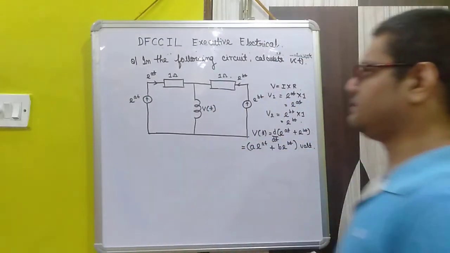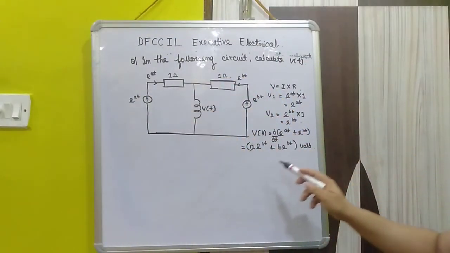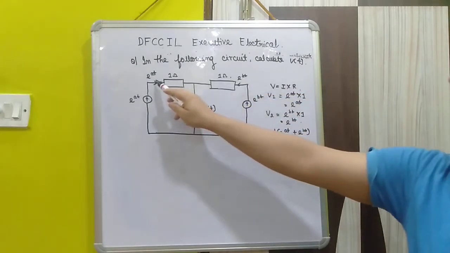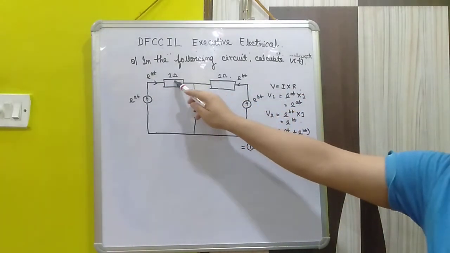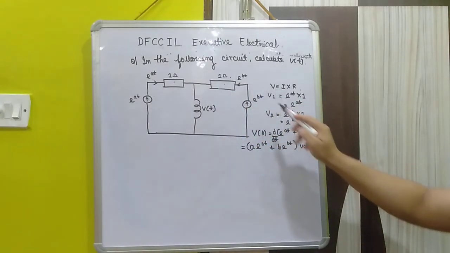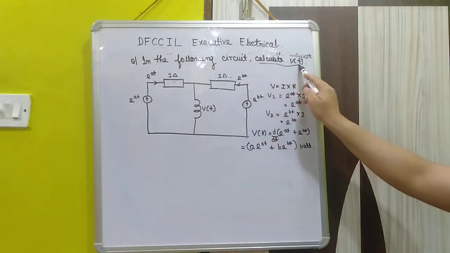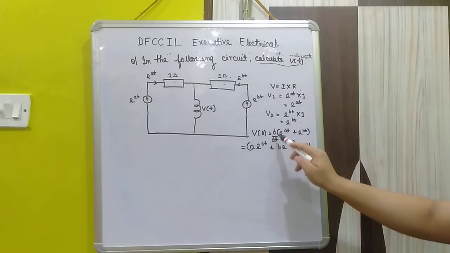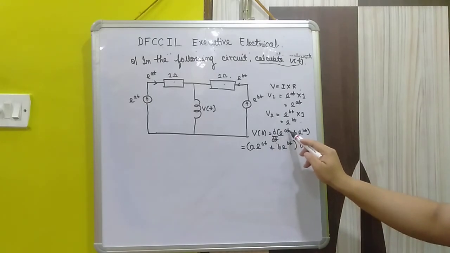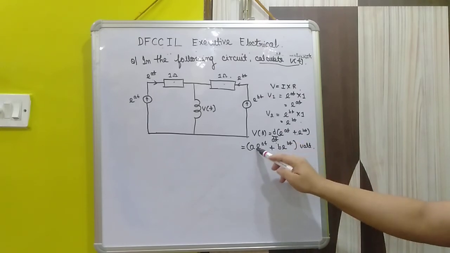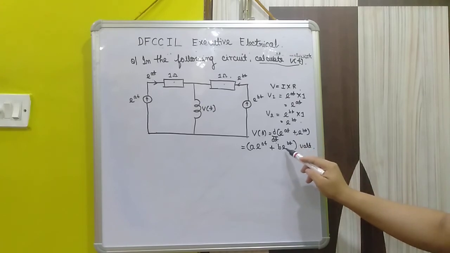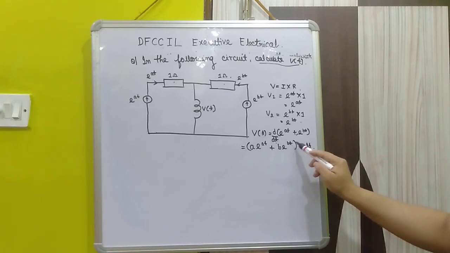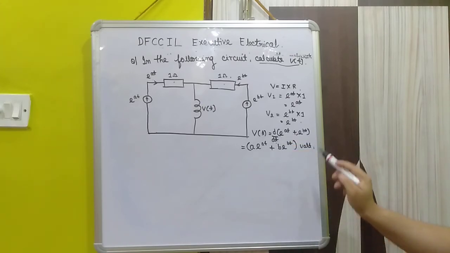I hope it's clear how I have calculated this. V is equal to IR, the currents given are e to the power at and e to the power bt, and the resistances are 1 ohm and 1 ohm. As we have to calculate V with respect to time, we differentiated d by dt of e to the power at plus e to the power bt. It's just differentiation: a will come in front of e to the power at, and b in front of e to the power bt, so the answer is a e to the power at plus b e to the power bt volt. This is the final answer.